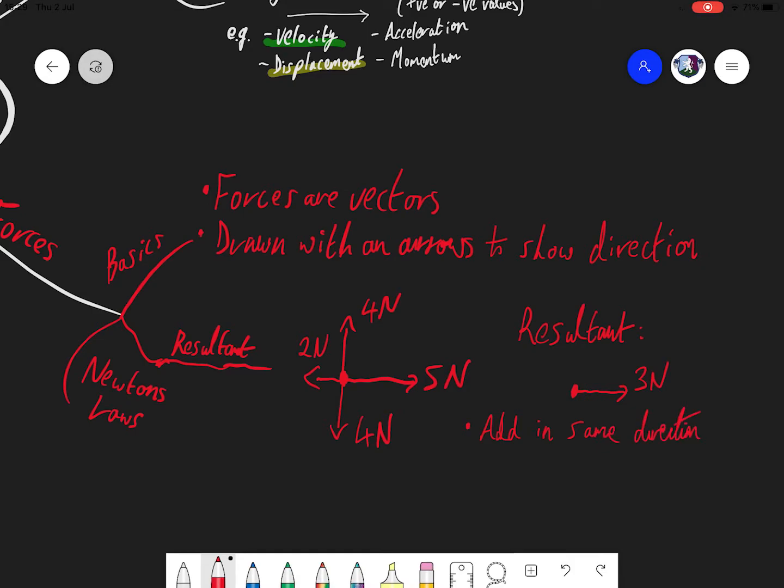So the basic rule for doing this is that if you have multiple forces pushing in the same direction, you add them up. If they're in opposite directions, as we saw in this example, you take away.